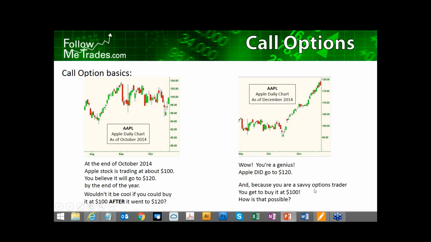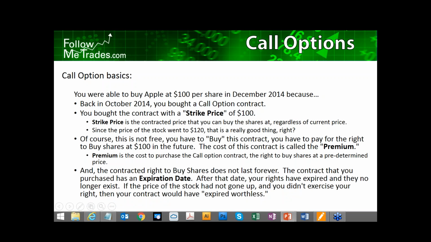And now, because you're a savvy options trader, you get to buy it at $100 per share. How's that possible? It's possible because you bought a call option contract. Back in October, you had a reason to believe that Apple was going to go up to $120, so you bought a call option contract with a strike price, an important number, of 100. The strike price is the contracted price that you can buy the shares at, regardless of what the current price is. And since the stock went to 120, well, that's really good, isn't it?